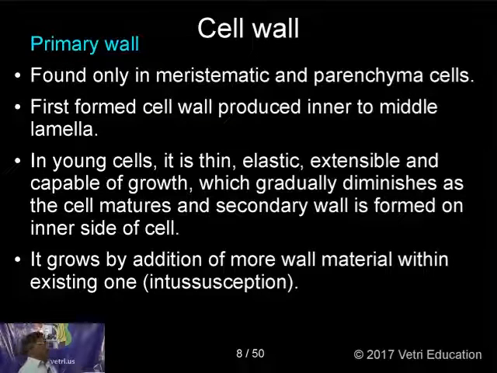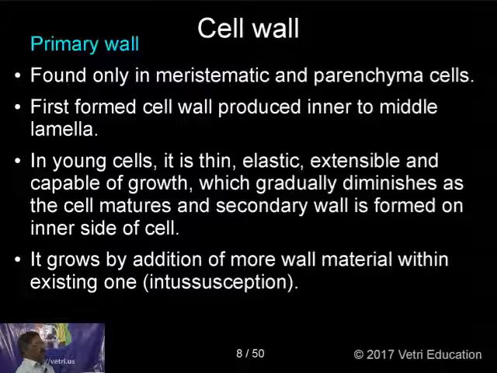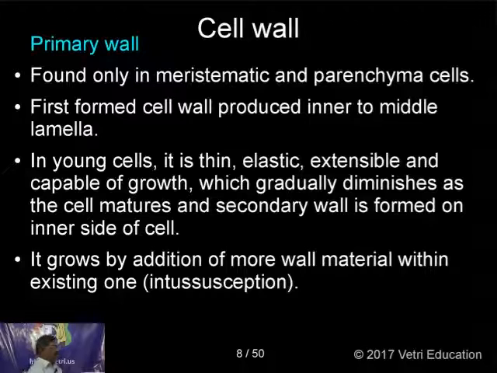Regarding the primary wall, it is found only in meristematic and parenchyma cells. You don't find it in the remaining cells. It is the first formed cell wall, produced inner to the middle lamella. In young cells, it is thin, elastic, extensible and capable of growth, which gradually diminishes as the cell matures. It grows by addition of more wall materials to the existing one, which is called intussusception. How is this wall formed?